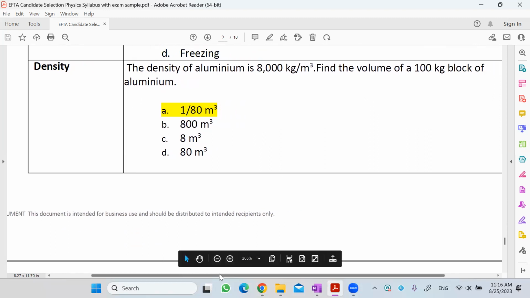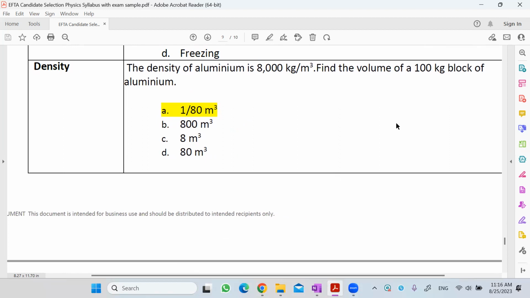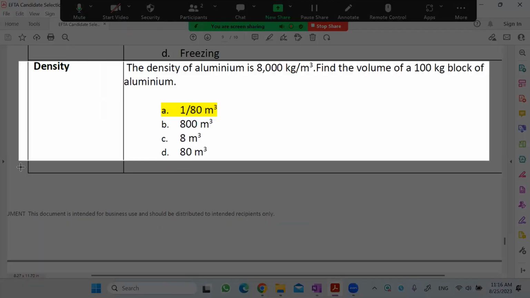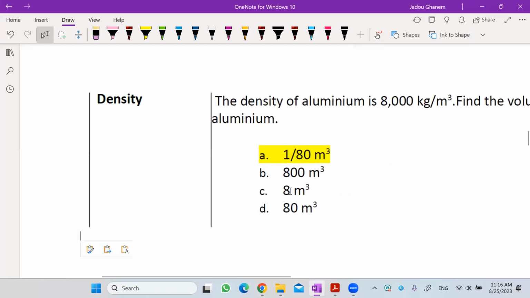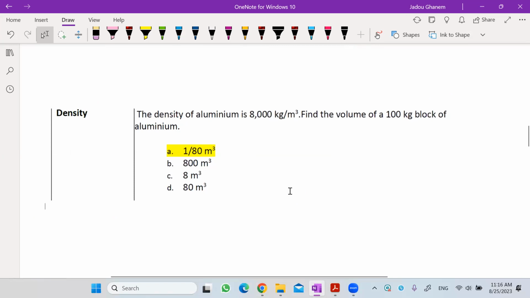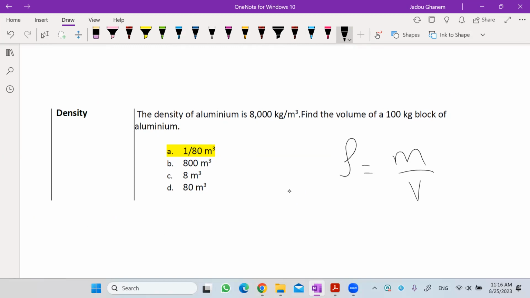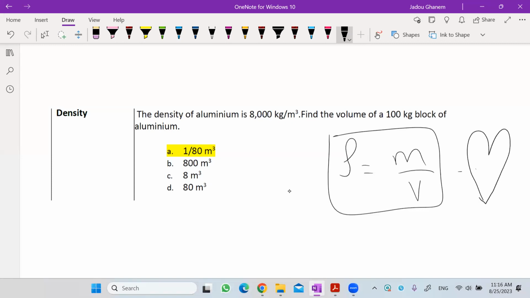In this application, they said the density of aluminum is 8,000 kilogram per meter cube. Find the volume of a 100 kilogram block of aluminum. There is one formula, try to memorize it, which is density equals mass over volume. To memorize it, usually they write the shape of M like this, similar to a heart being cut into two parts. So this one represents the mass, and this one represents the V.